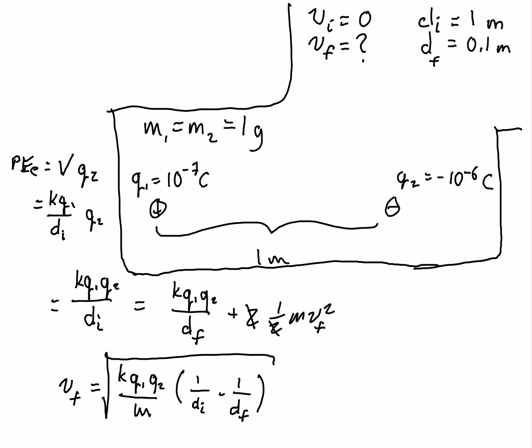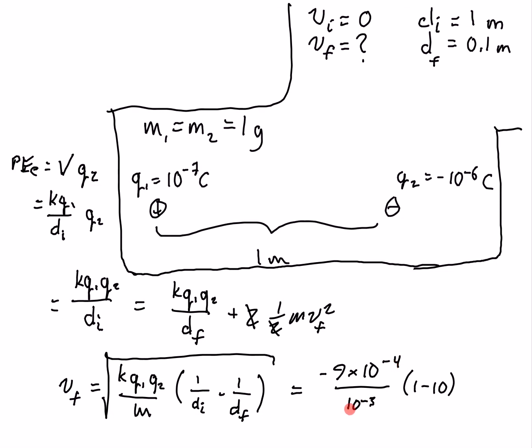Doing some algebra, this is what we get. Putting in some numbers, first of all, note that Q1 times Q2 is negative, because Q2 is negative. K is 9 times 10 to the plus 9, so we get a minus 9 times 10 to the plus 9, plus 9 minus 7 is plus 2, another minus 6 gets us to minus 9 times 10 to the minus 4.